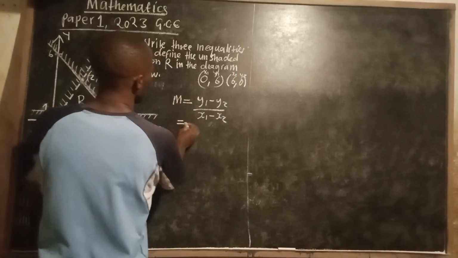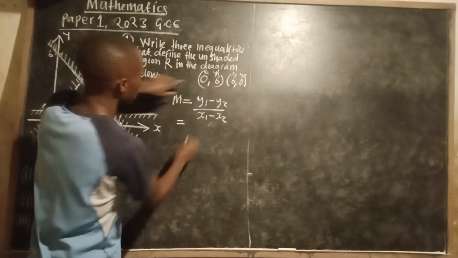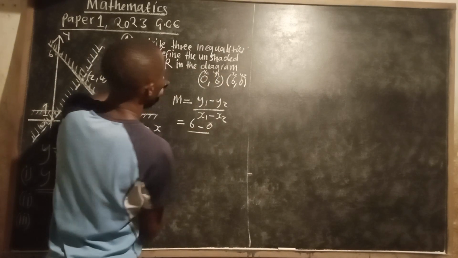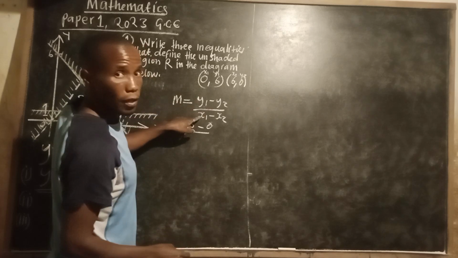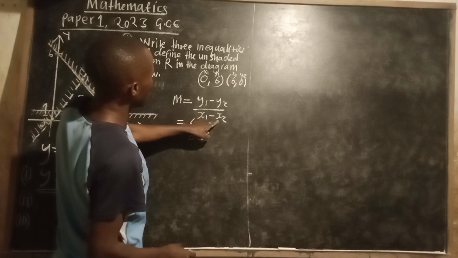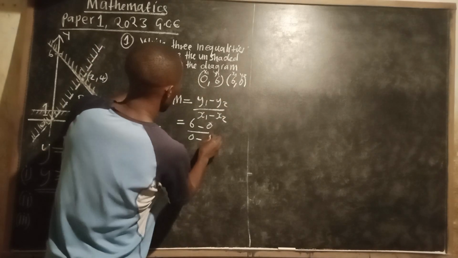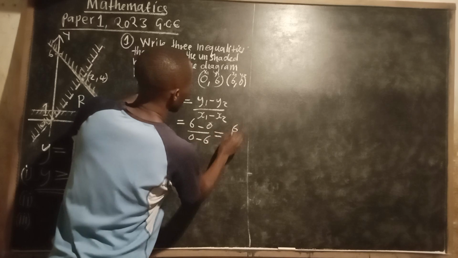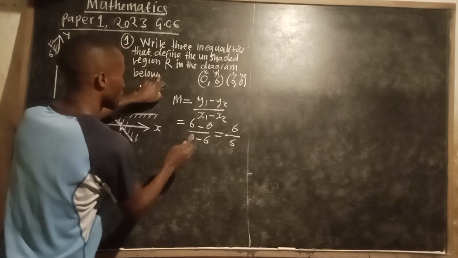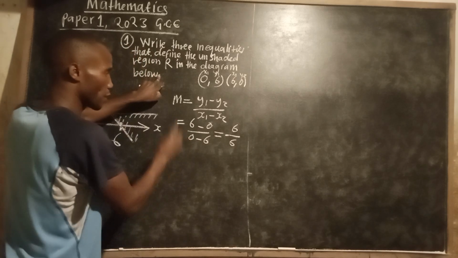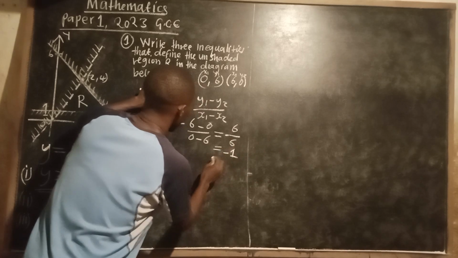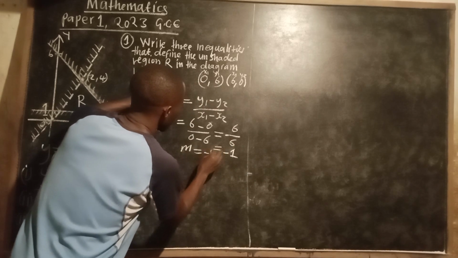So we are saying y1 is what? 6. Then minus y2 is 0. Then over, we come to x down there. X1 is what? 0. Then minus, what is the x2? X2 is there, which is 6. So the final answer is going to be 6 over, this is negative, so 6 over 6, negative 6 over 6, which will actually be negative 1. So in this case, our gradient is negative 1.